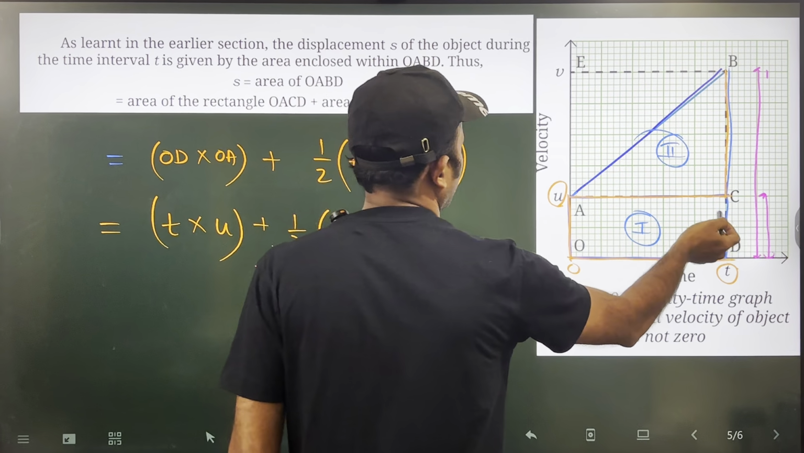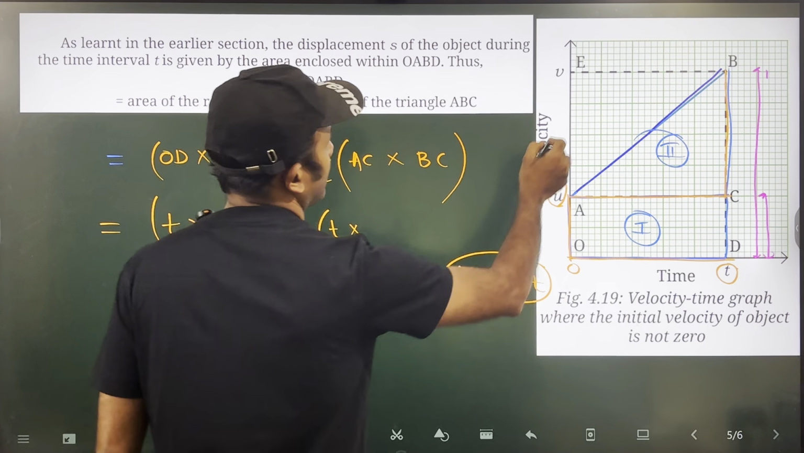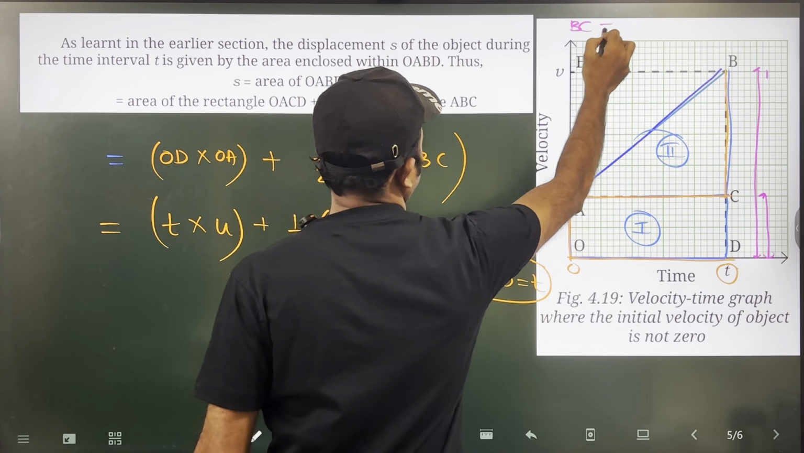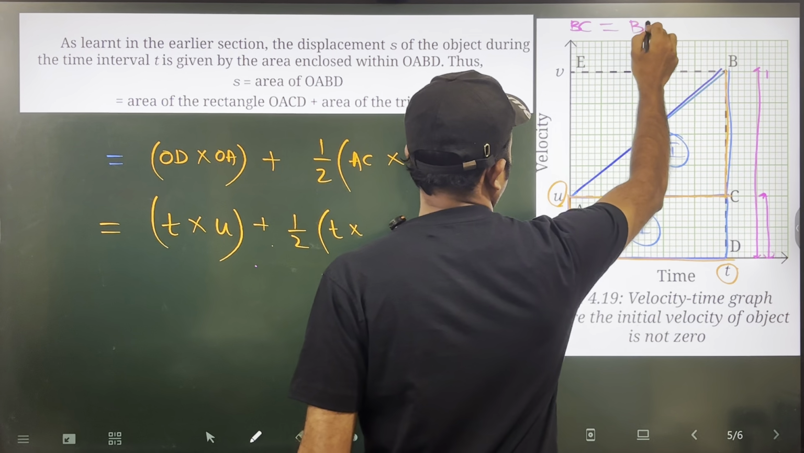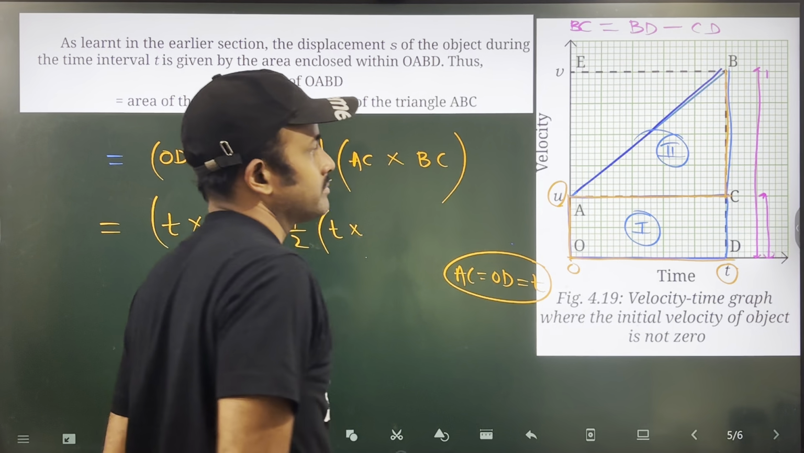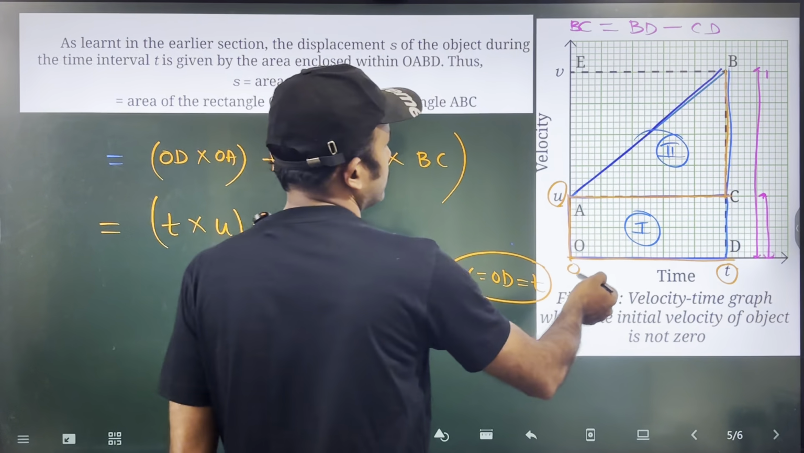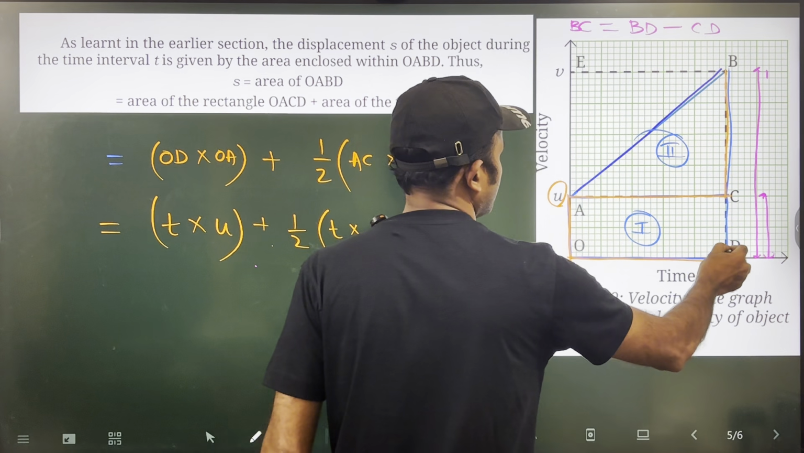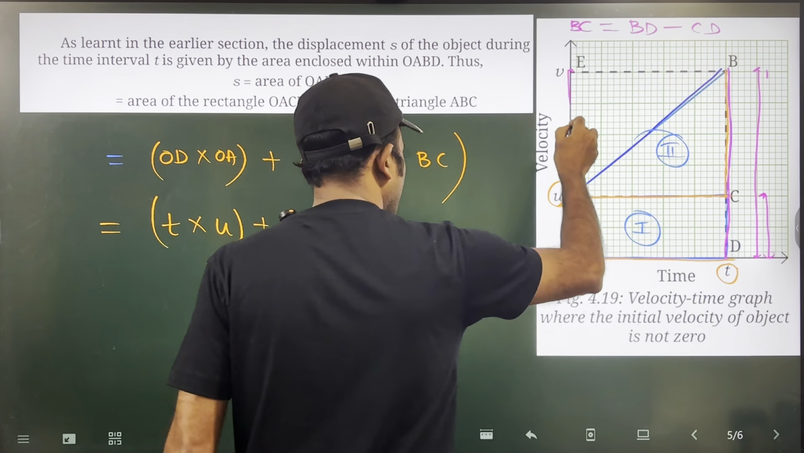So BC we can write, from this graph, as BD minus CD. Can I write like this? BD minus CD. So what does the BD value give you? BD is from here to here, this total length, and the total length gives the velocity value.